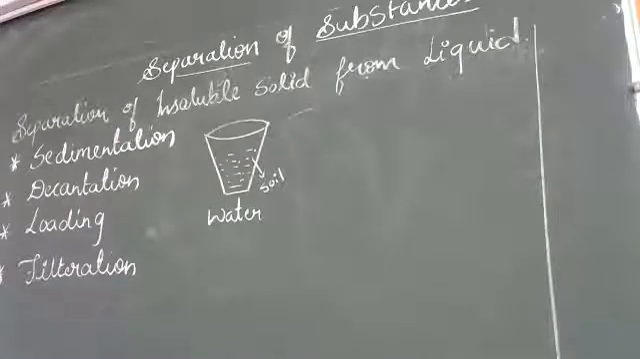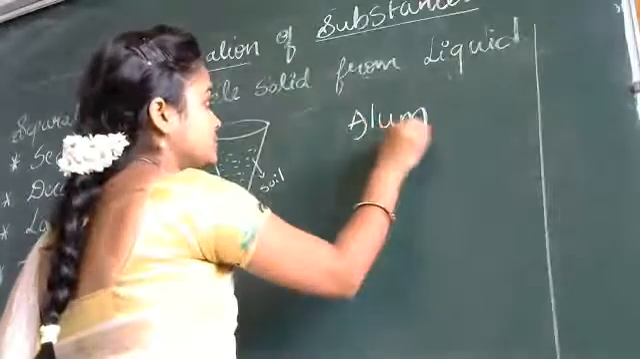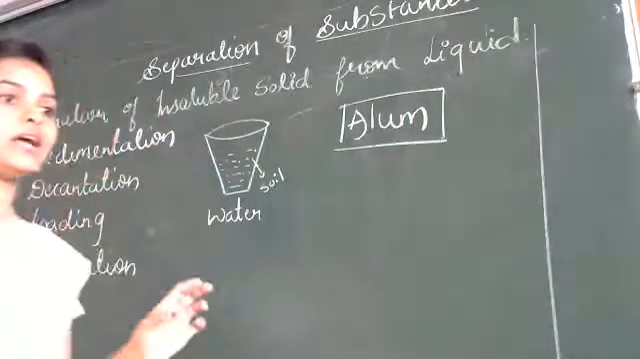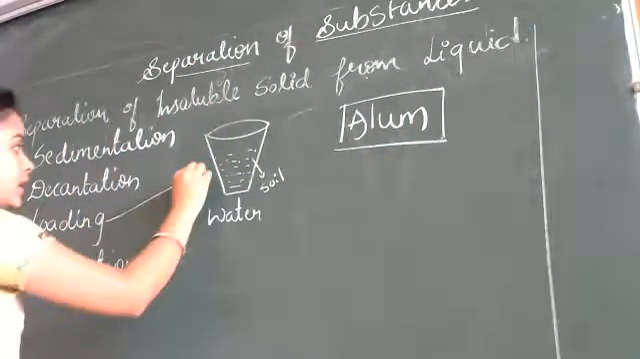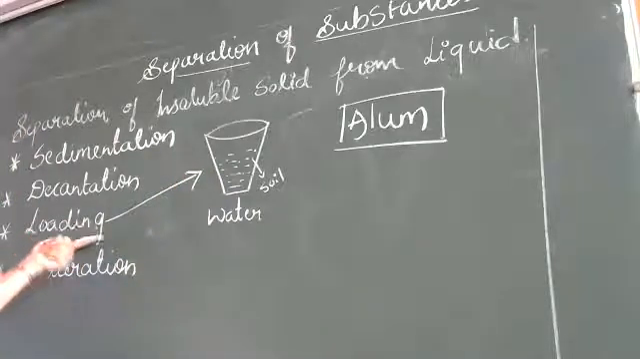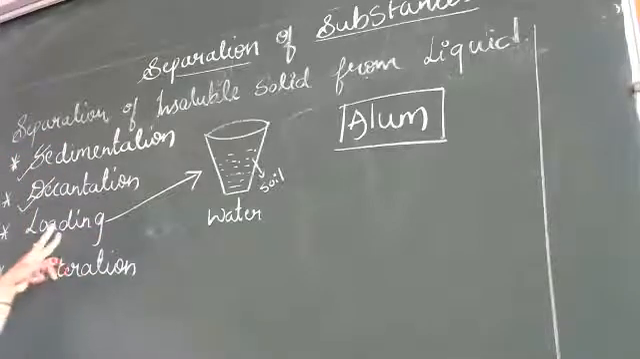So here what we do is we use alum. We use alum in the loading process. Now we have reached the loading process. We completed sedimentation and decantation. Now we will see loading.